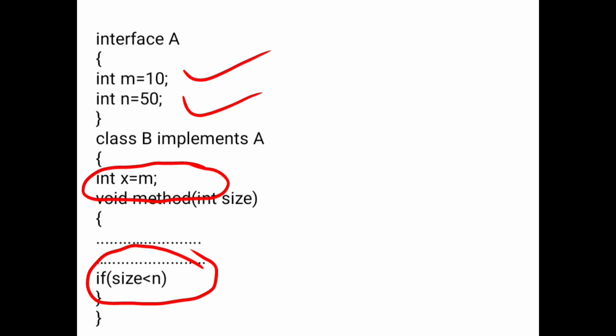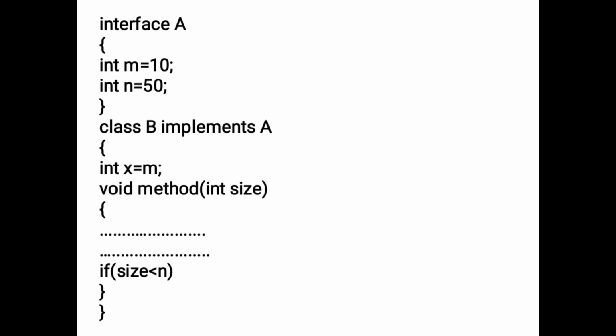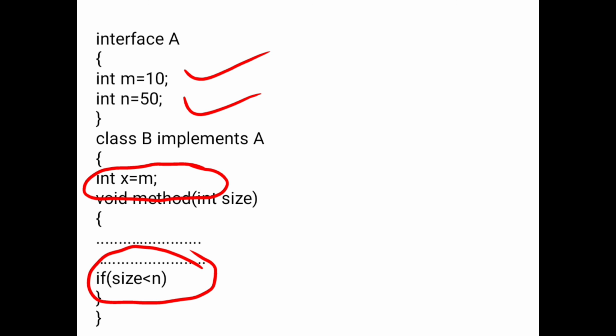Interface variables are accessed in a class. So in class B, int x = m, like that we are using it, and I am writing one method, void main, with int size, and inside the method body I am using another variable that is declared in the interface. If size is less than n, like that we are accessing both the variables and methods from the interface in the class.